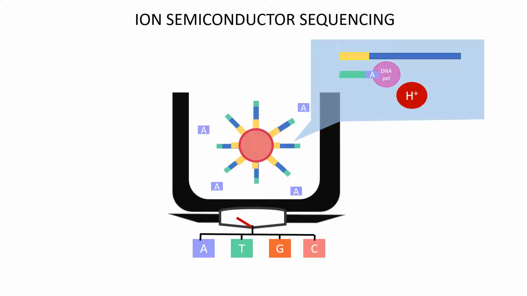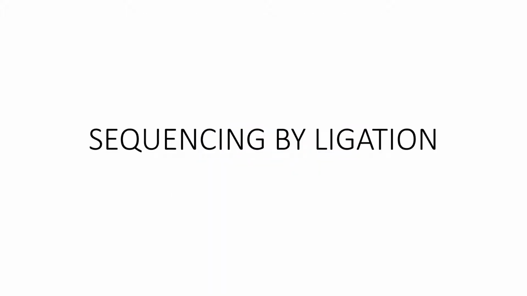This releases H+ ions, changing the pH of the solution. The proton semiconductor measures the pH change and calls the base which is incorporated. If there is no incorporation, there is no pH change.